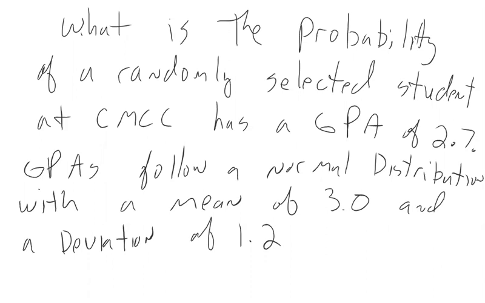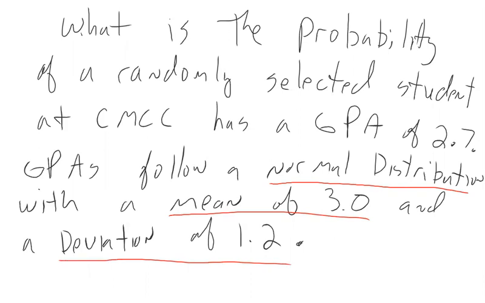There it goes. All right, what is the probability of a randomly selected student at CMCC has a GPA of 2.7? GPAs follow a normal distribution with a mean of 3.0 and a deviation of 1.2. So this would be very similar to how our problem is on the test, as well as the homework, right? So a couple keywords just so we can understand what we're going through here.